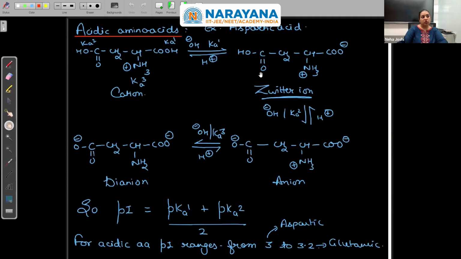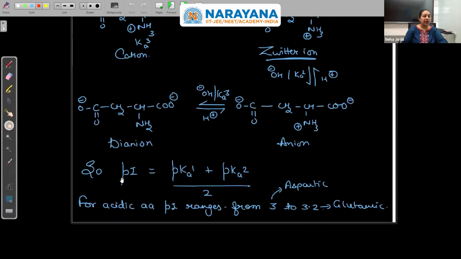Now see, the zwitterion is sandwiched between K1 and K2. So I will say isoelectric pH is pK1 plus pK2 by 2. You got it, how to do it? And for acidic amino acids, there are two acidic amino acids, one is aspartic, one is glutamic, and it is found at 3 and 3.2. So you can roughly say it is 3. Just to remember, for acidic amino acids, isoelectric pH is towards the acidic zone, 3. For neutral amino acids, it was the 5.5 to 6.5 zone.